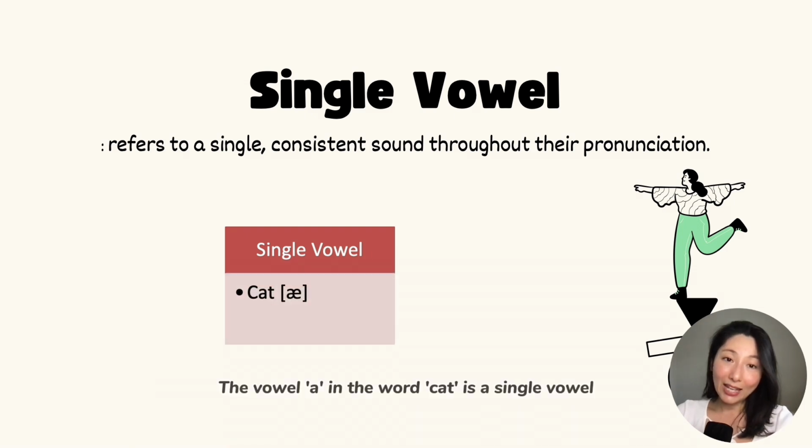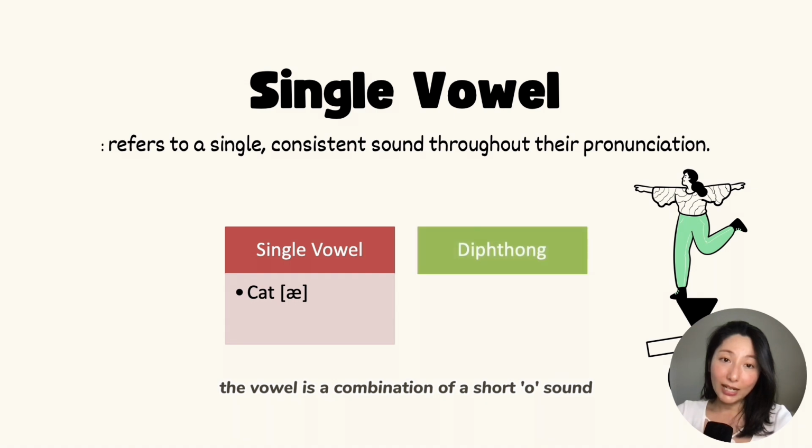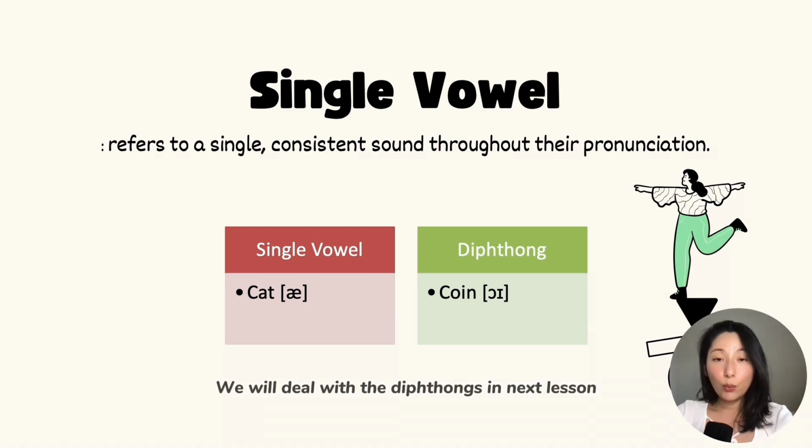The vowel e in the word cat is a single vowel. See, when you say cat, your mouth opens slightly, your tongue stays in a fixed position in the middle of your mouth, and the sound remains the same. Whereas diphthongs are complex vowels involving a transition from one sound to another. For example, in the word coin, the vowel is a combination of a short O sound and an E sound, creating an OI sound. We will deal with the diphthongs in the next lesson.